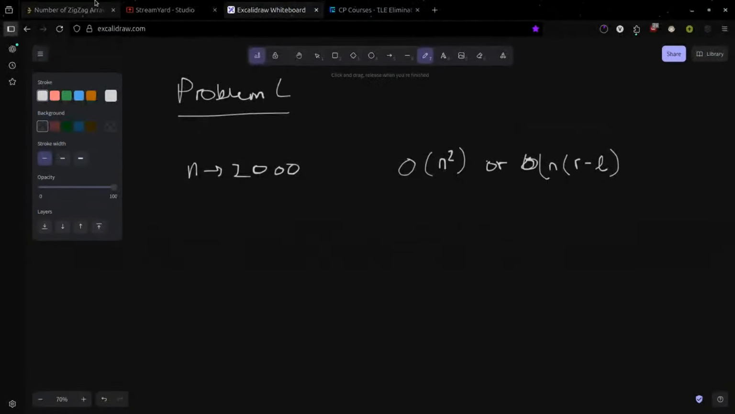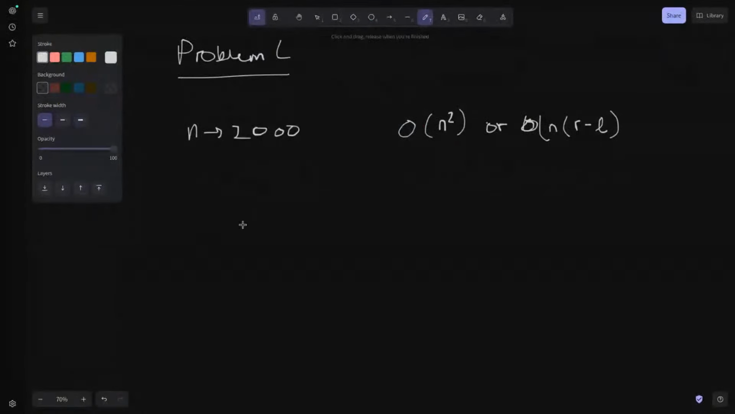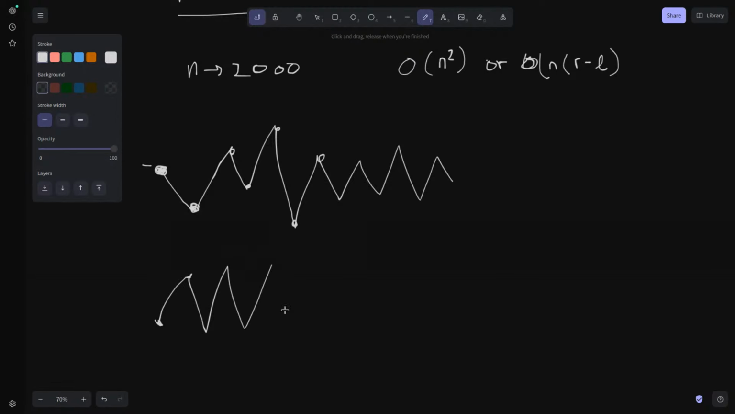Okay, so let's try to understand what makes an array a zigzag array. Each element lies between L and R, and the main point is that no three are strictly increasing or strictly decreasing, right? So in essence, our array is going to look like this: higher value, lower value, higher value, lower value. This is a valid zigzag array. Or you start with a smaller value, you go higher, lower, higher, lower. So this kind of zigzag pattern gets formed in the elements of the array.